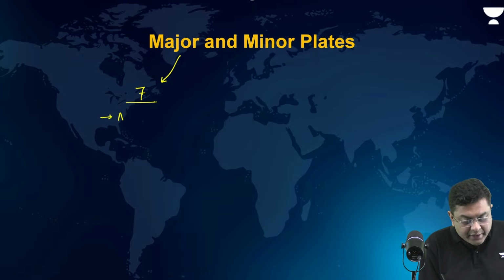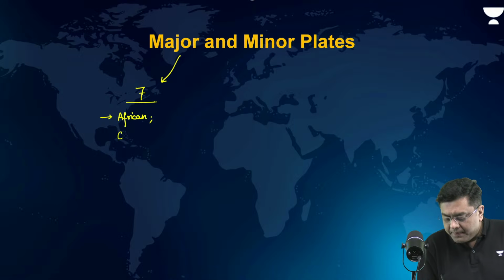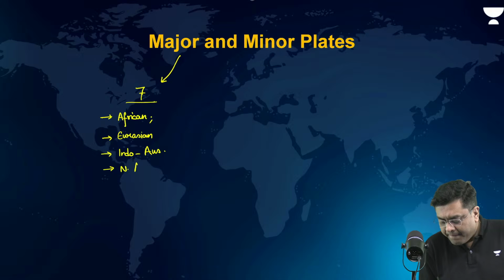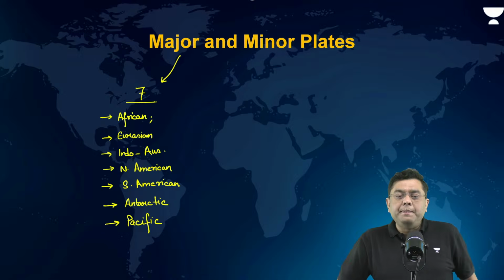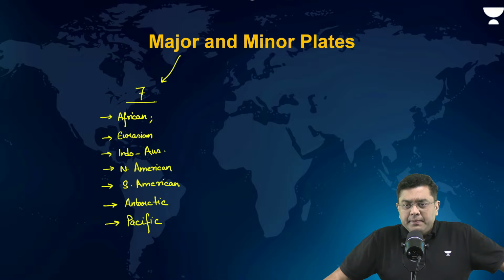So you had African, then Eurasian, Indo-Australian, Australian, then North American, South American, okay? Then you basically had Antarctic and Pacific. These were basically your seven major plates.